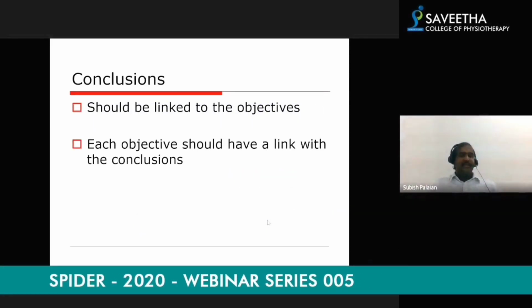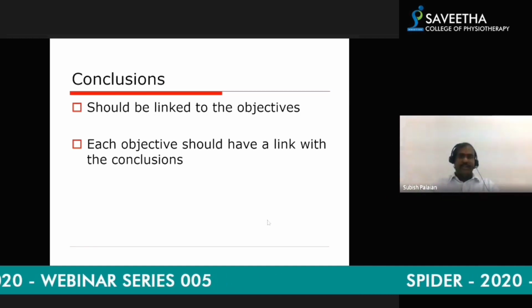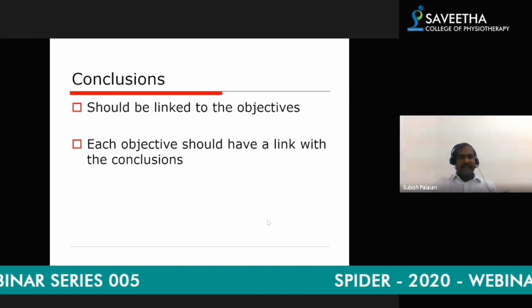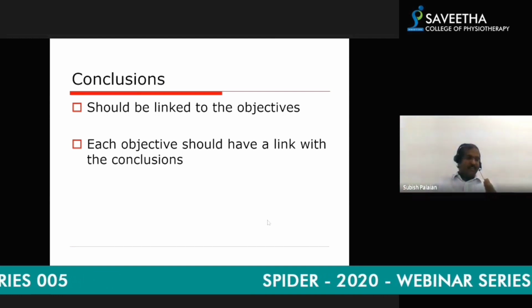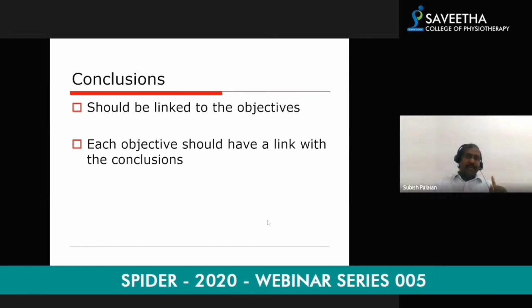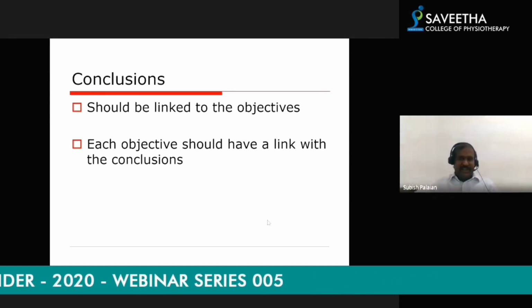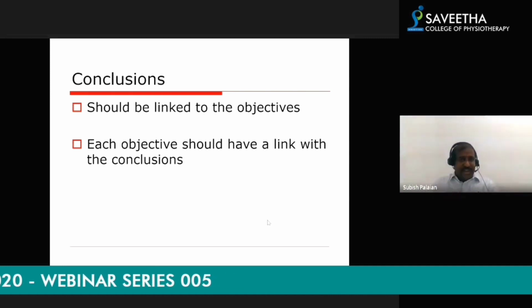Sometimes students write conclusions which are not related to their findings, which are not related to the objectives. That is not correct. Please make note that the conclusion should always be linked to your objectives. That means if I had an objective to compare diclofenac with another physiotherapy technique for back pain, in the conclusion I should write, for the first objective, what was my major finding?